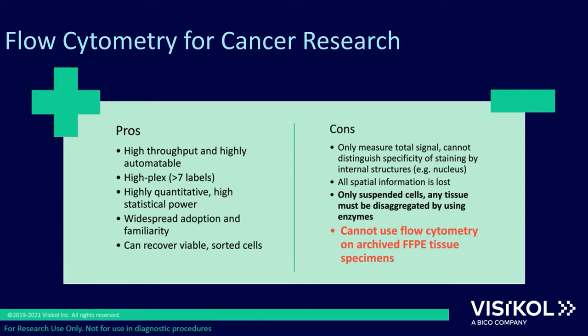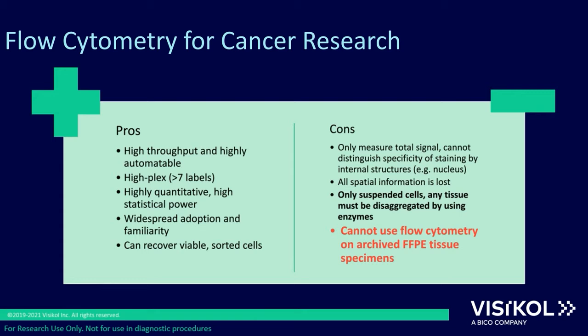Now, there are some limitations to flow cytometry. Flow cytometry can only measure the total signal. It can't really distinguish the specificity of staining of internal structures, and sometimes this is important for different phenotypes. Another major con is that you lose all of the spatial information in the tissue. Since you have to disaggregate the tissue, you end up with just a mixture of cells, and you don't know which ones were near which others. And that can be a difficulty when you're trying to quantify the changes in the immune cell population in terms of how close the immune cells are to interacting with one another or with the tumor cells.